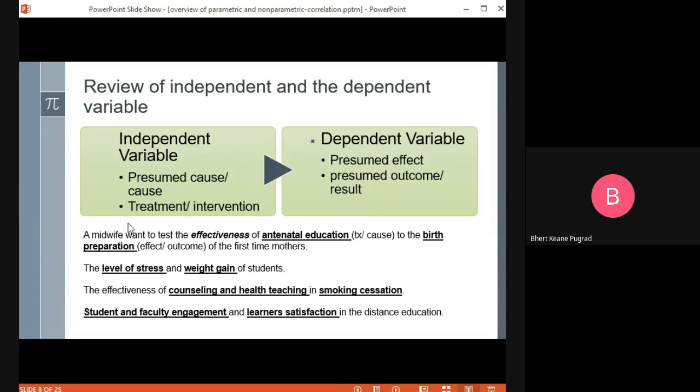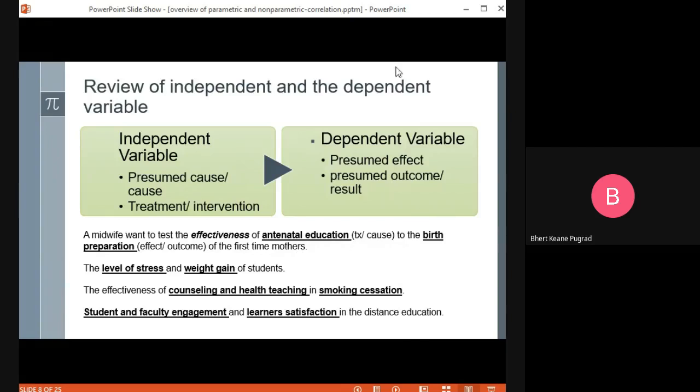Okay? So for example, a midwife wants to test the effectiveness of antenatal education on the birth preparation of first-time mothers. So if this is your study, you want to test kapag effective na ba ang antenatal class or mother's class on the level of birth preparation of first-time mothers. So the effectiveness of antenatal education is the treatment. No, this could be an experimental study.